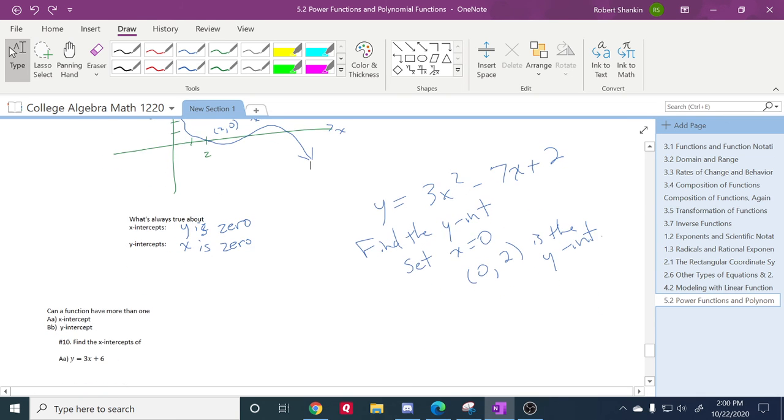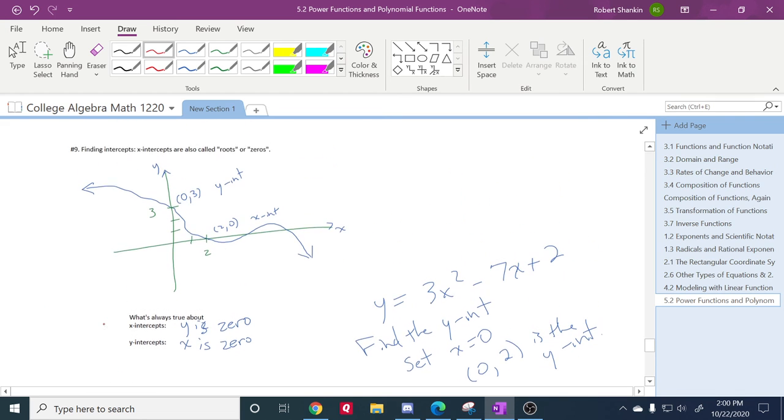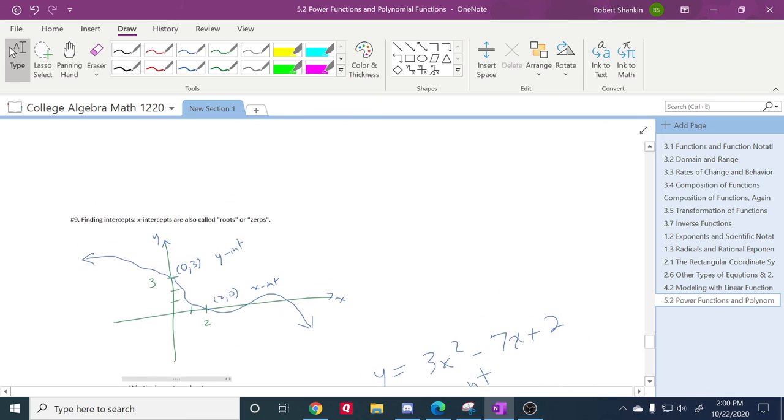This one is yes, it can have more than one x-intercept, but it can't have more than one y-intercept. Otherwise, it's not a function. It won't pass the vertical line test. And that's why the x-intercepts, there can be more than one of them, and that's why they have special names, roots or zeros in the polynomial.